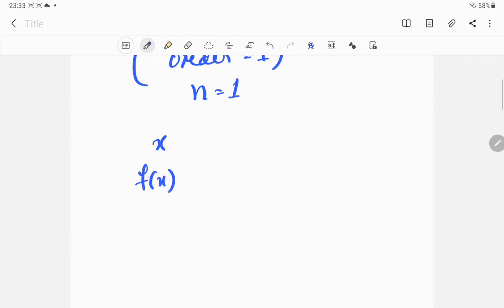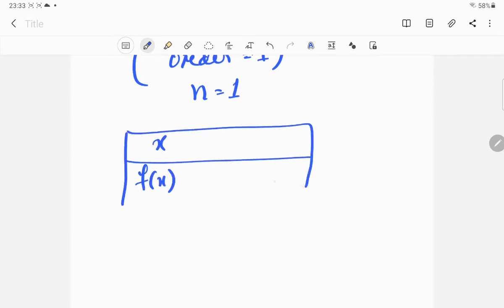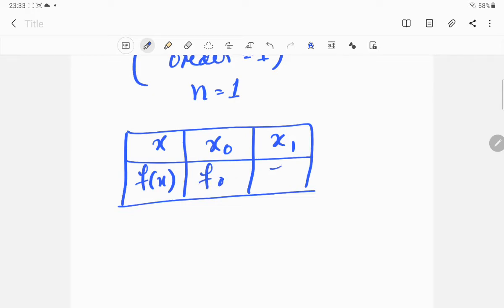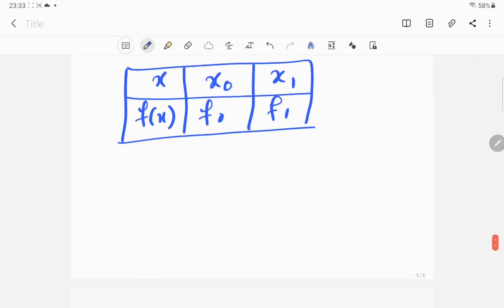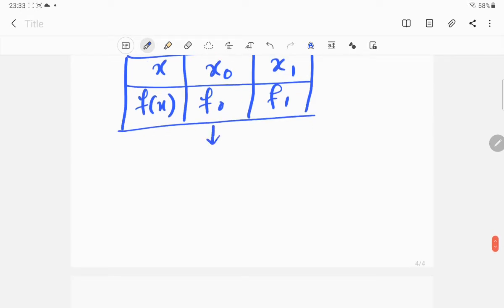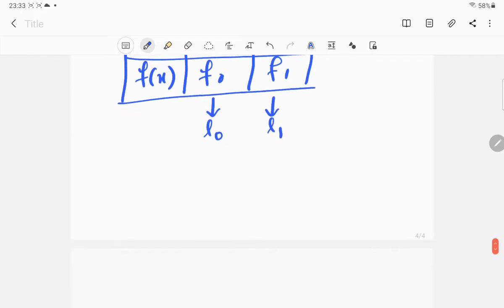If you want to make the table, it is of order 1. So it will go from x0 up to x1. It will not go beyond that. And it will be f0 and f1. So that means first of all, for this we will have an L0 and for this we will have an L1. So how to write that?